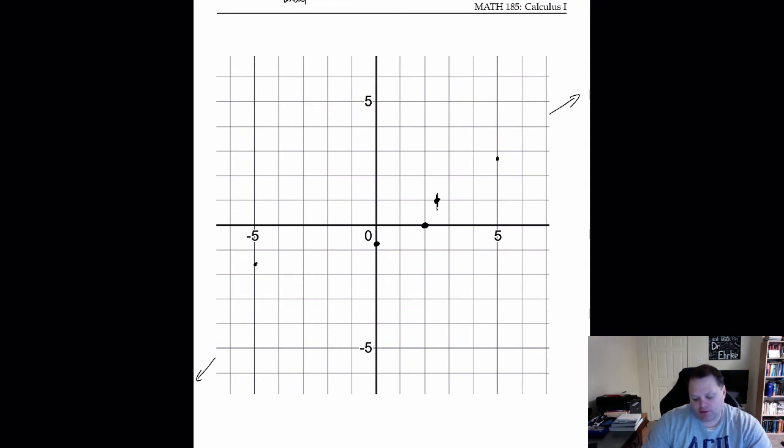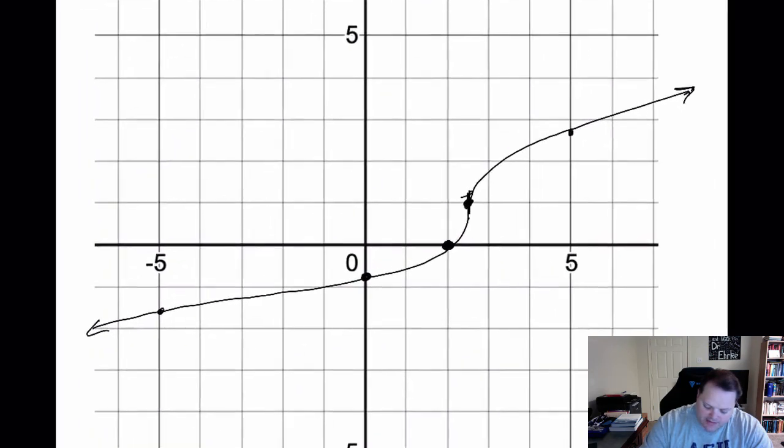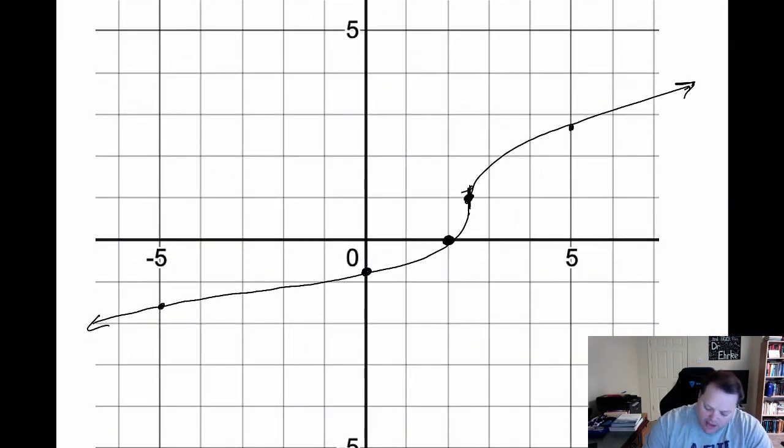So I have a good idea what this looks like. It's increasing over here. It has to pass through those points. Then it becomes vertical there. Then it levels off and passes through that point on its way out. So this is my best guess at a sketch of this graph. Let's see if we're right based on what we have in Desmos. We'll check it in Desmos.